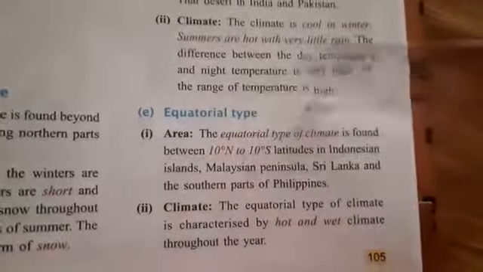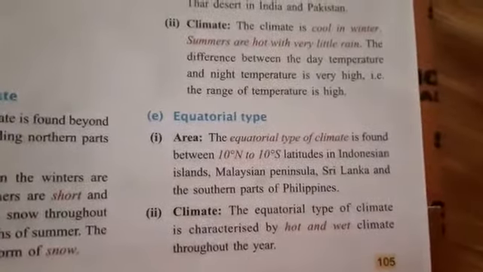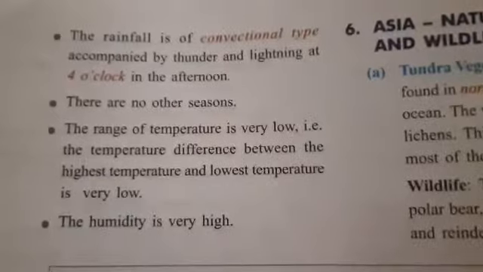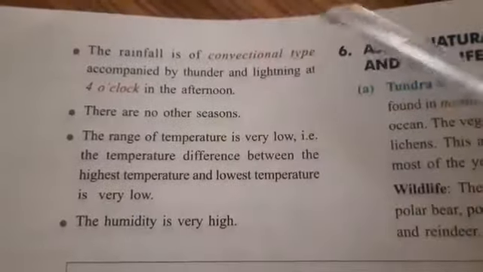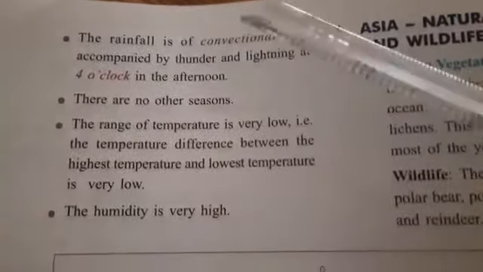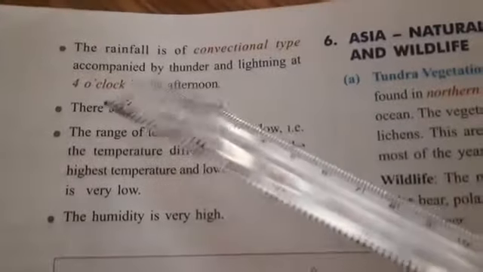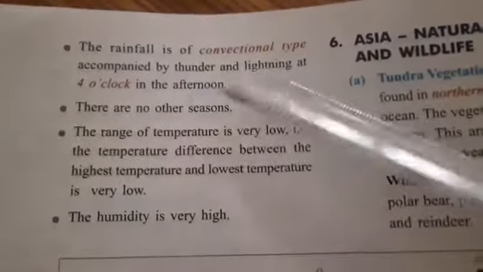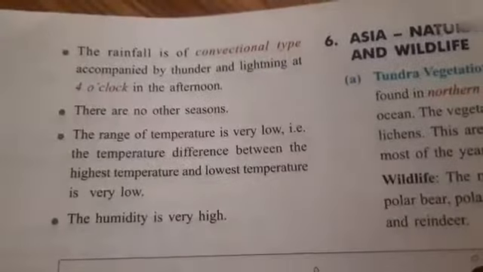It is known as equatorial type of climate. In this equatorial type of climate, the rainfall is of convectional type. Convectional means that at a particular time period they will definitely have rainfall accompanied by thunder and lightning. That is, at 4 o'clock in the afternoon it will definitely have rainfall. There is no other season in it, only the rainy season.